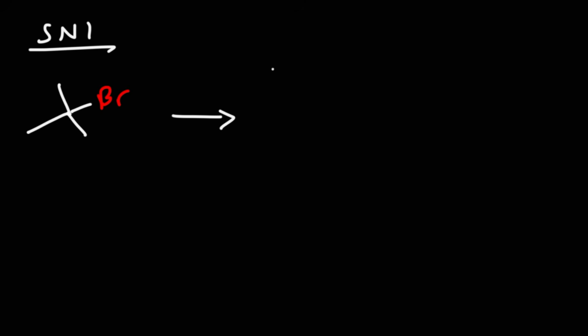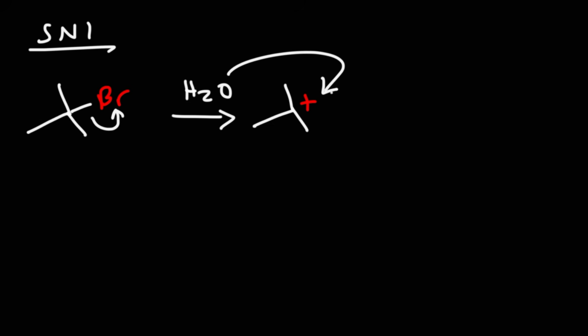So let's talk about the SN1 reaction mechanism. What we're going to do is react a tertiary alkyl halide with, let's use water. In the first step, the leaving group is going to leave. By the way, water is a weak nucleophile, so it's going to wait until the leaving group leaves. Then water is going to add to the carbocation. We're going to get an oxonium ion.